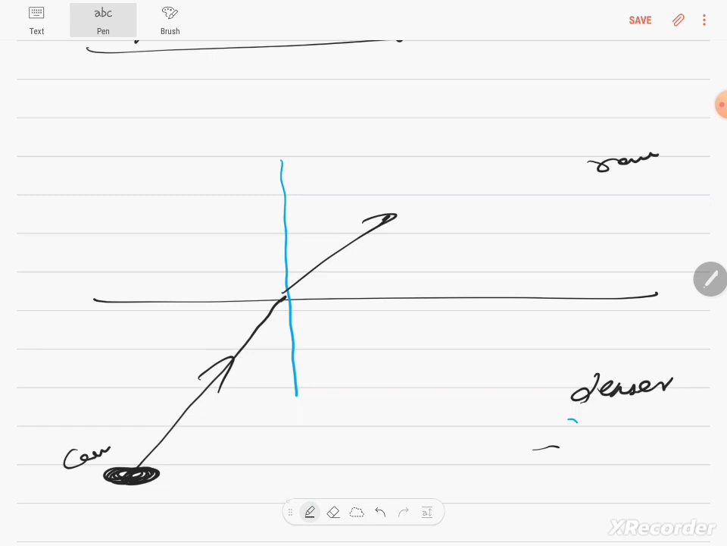Now the ray from the coin goes out. I'm increasing the angle of incidence. This is my normal. Increasing the angle of incidence, it will bend more away from the normal.